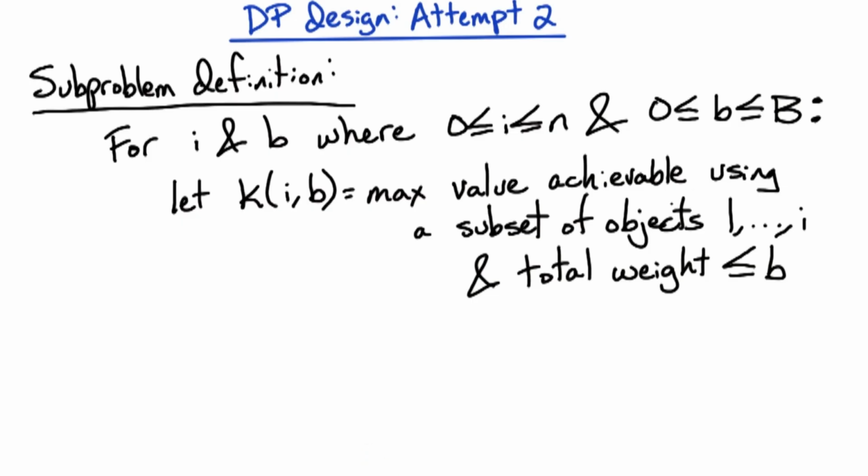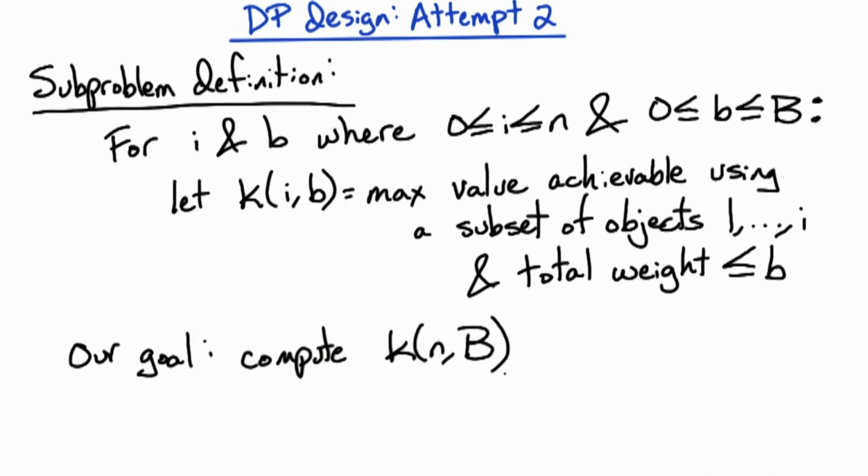That's a prefix of the objects, just as before. And the additional restriction is that the total weight is at most little b. Our goal in this problem is to compute the entry K(n, B). This is the bottom right corner of this table. This corresponds to the max value which we can obtain using a subset of all n objects and with total weight at most capital B. This is the original problem that we're trying to solve.